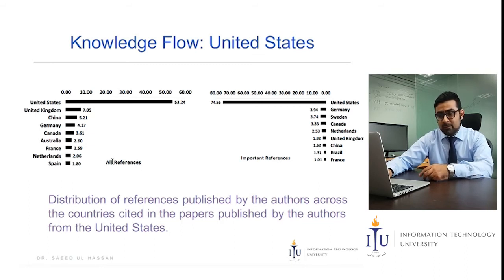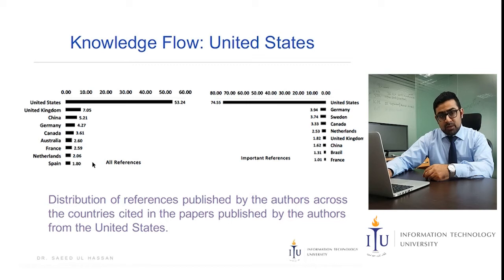For instance, the first graph on your left hand, all references, shows that the United States utilizes about 53% of the total references in their work from within itself, and then they use the United Kingdom's work with about 7%, and China's scientific literature is being cited in US publications about 5%, and so forth, you see.